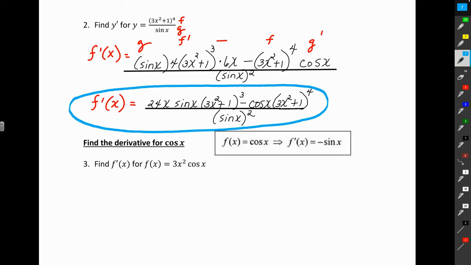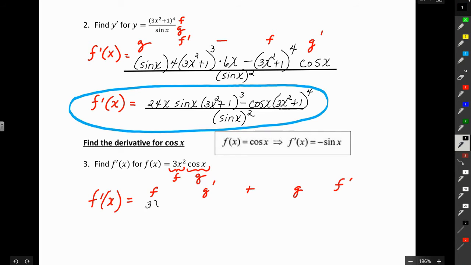In problem number 3, we're going to need to know the derivative of cosine. The derivative of cosine is negative sine x. We're going to have to use the product rule. We have a variable and a variable. So we're going to use the product rule.